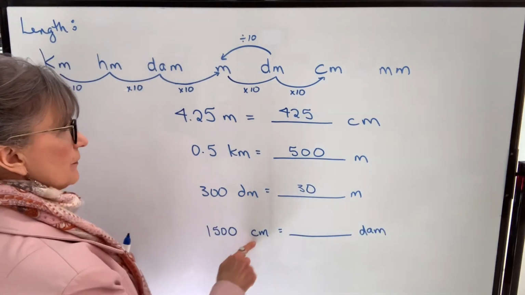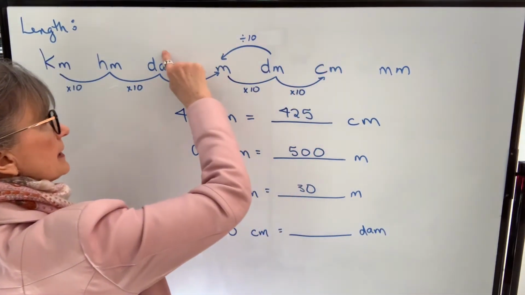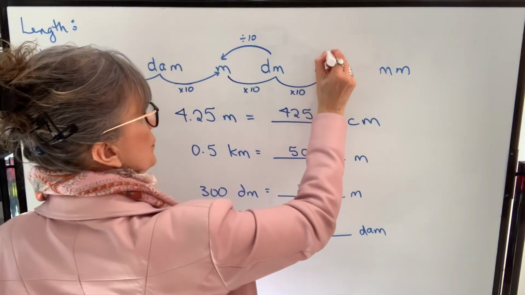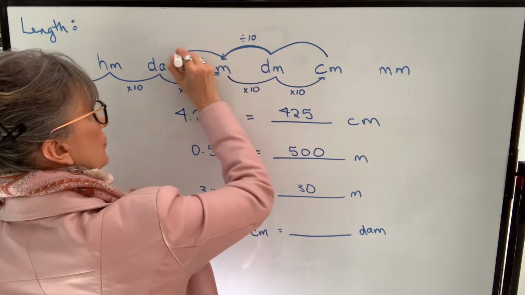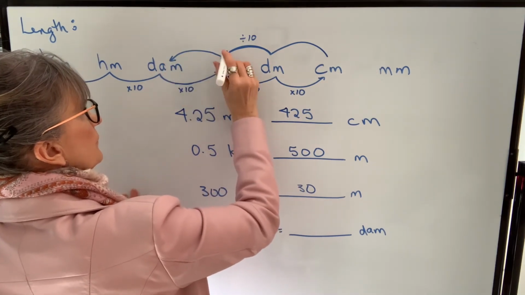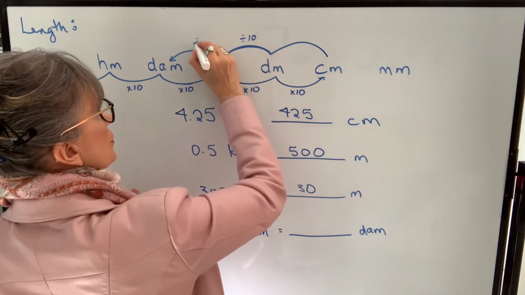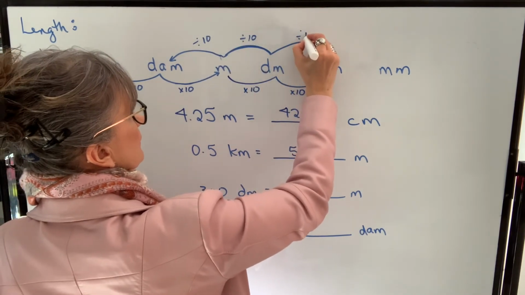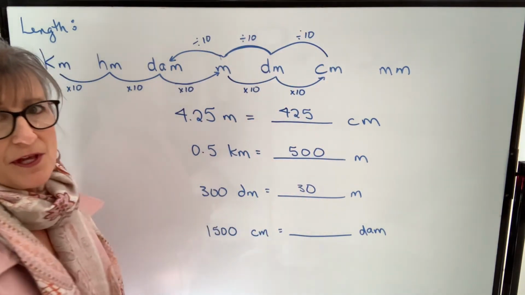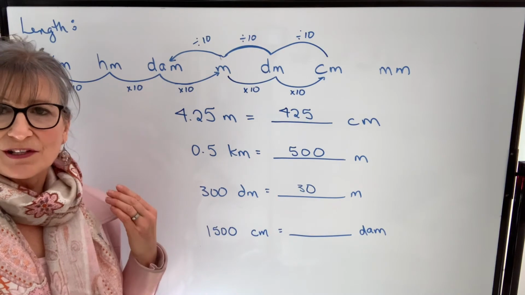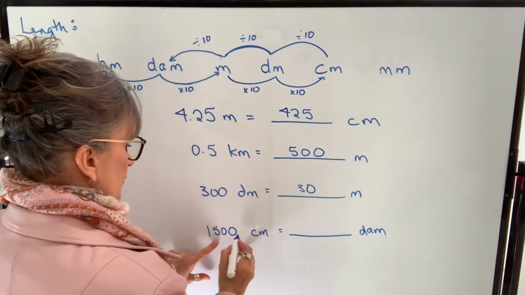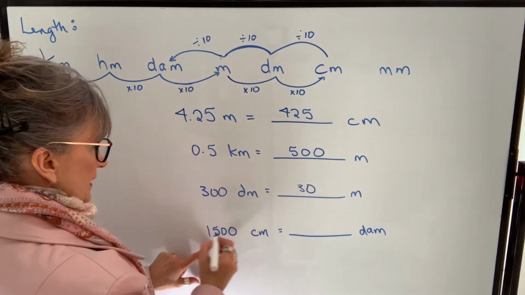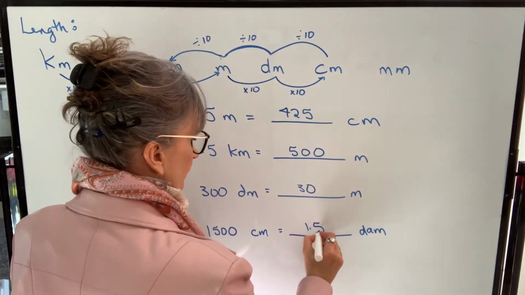If I wanted to change 1,500 centimeters to decameters, I'm starting with this unit. I'm going 1, 2, 3 places over. So each time I'm dividing by 10. So in other words, I'm dividing by 1,000, which means I move my decimal point to the left 3 places, exactly the same way I'm moving on my scale. So I move my decimal point 3 places to the left, and this will equal 1.5 decameter.